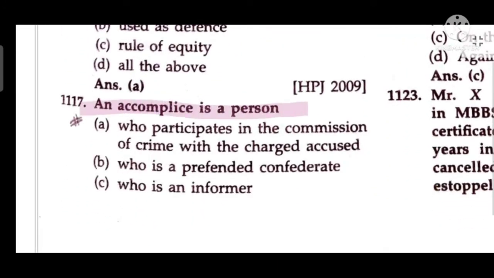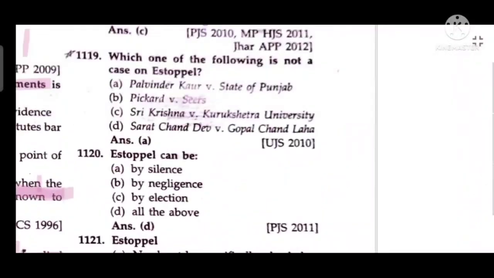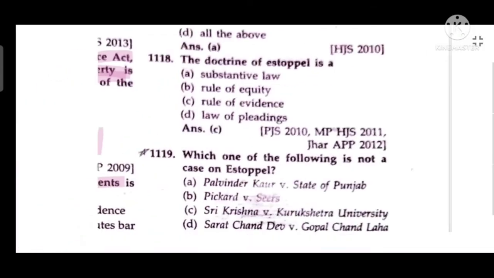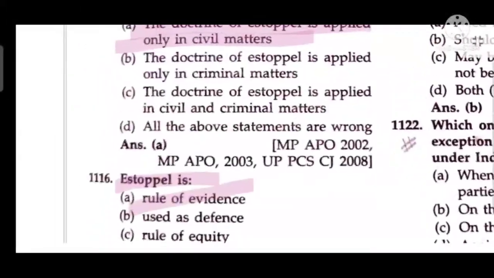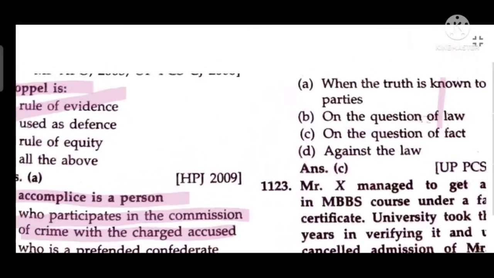An accomplice is a person who participated in the commission of the crime with the accused.